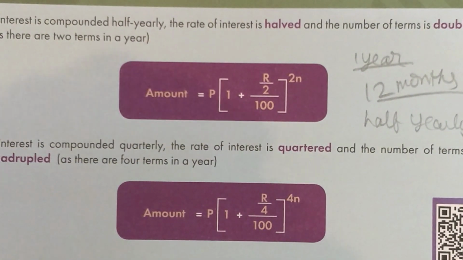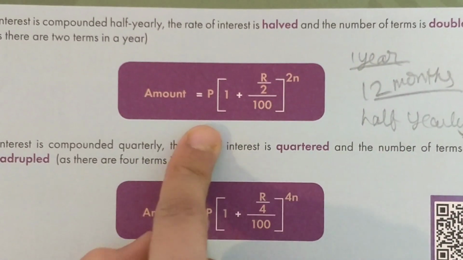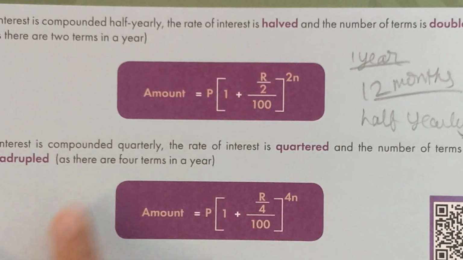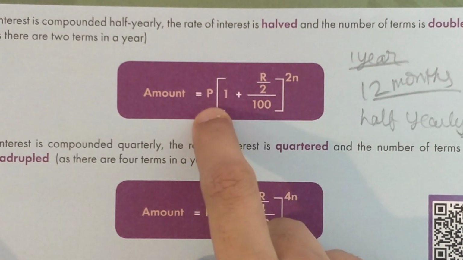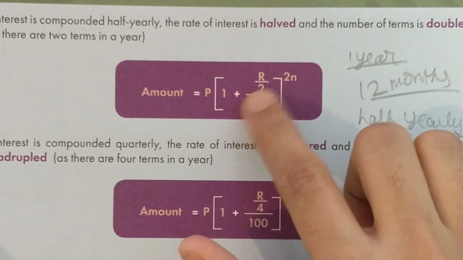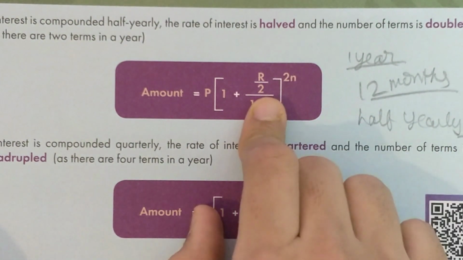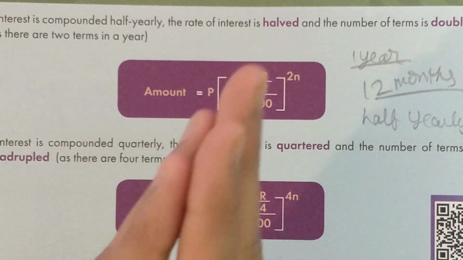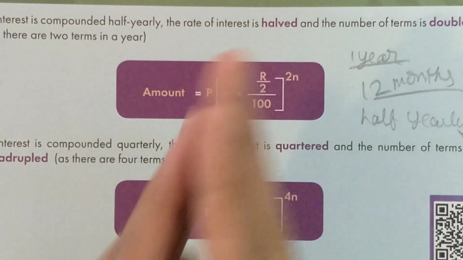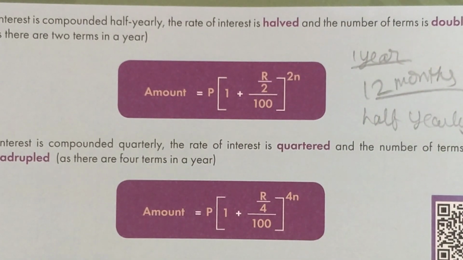So what you'll have to do is, when it's half yearly, this is the formula for it. Take a screenshot. The amount is equal to the principal times 1 plus the rate of interest. And as we are dividing it into two terms, because it's 6 months and 6 months equal to 12 months, we're putting 2 by 100, and to the power of n.